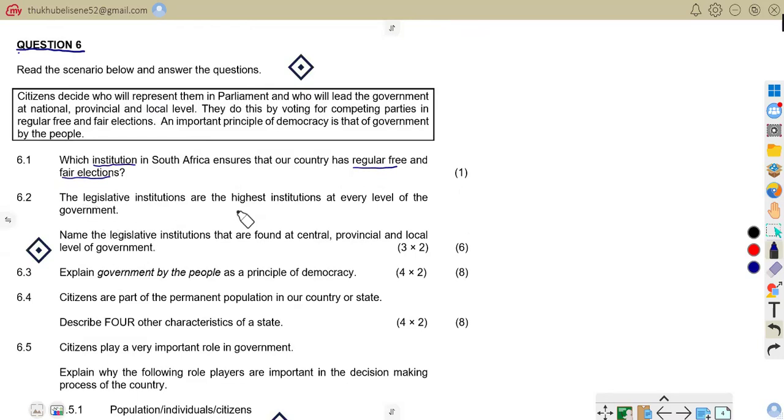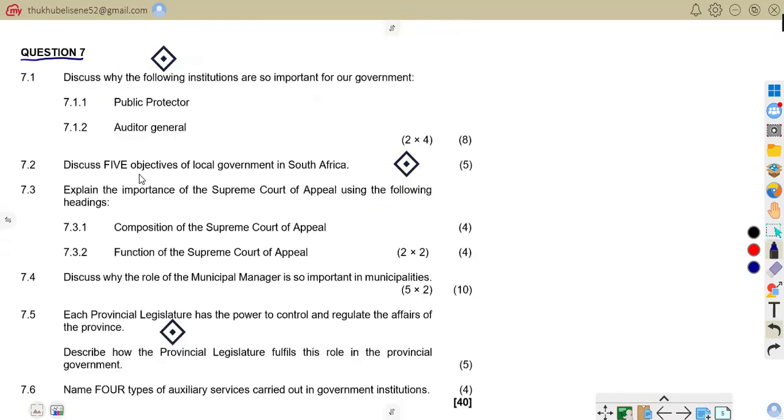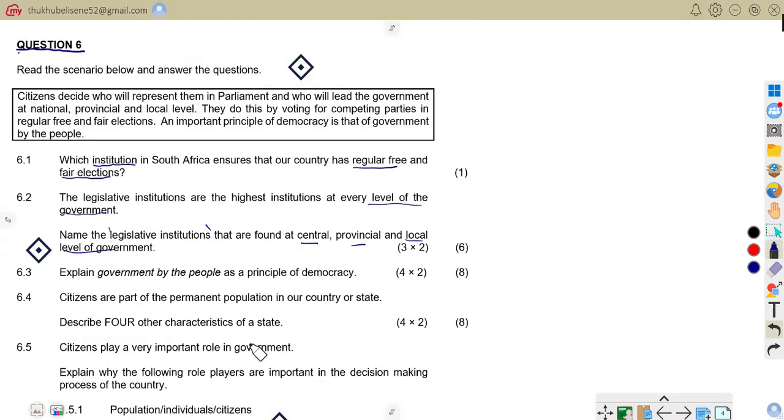The legislative institutions are the highest institutions at every level of government. Name 3 legislative institutions that are found at the central, provincial, as well as local level of government. Here are our 3 legislative institutions. At national level, Parliament. At provincial level, we have the provincial legislature. And at local level, we have the municipal council. Those are our 3 legislative institutions.